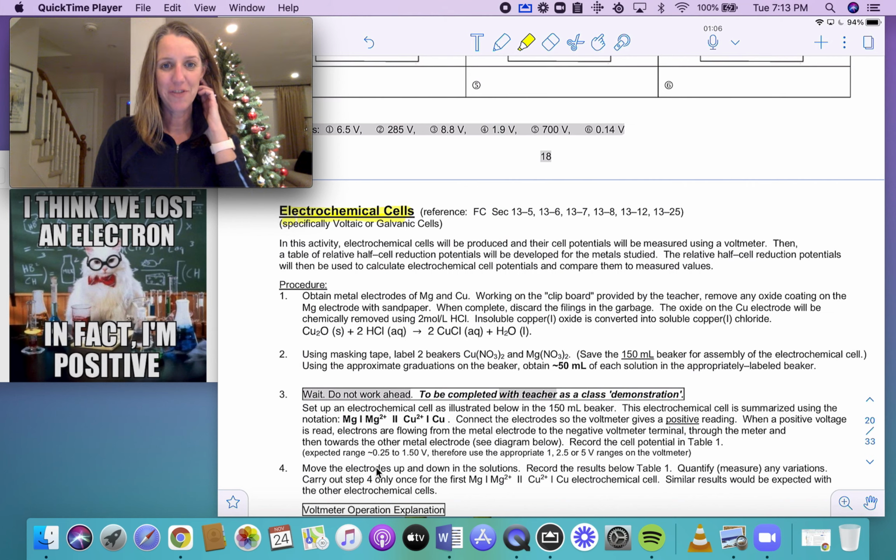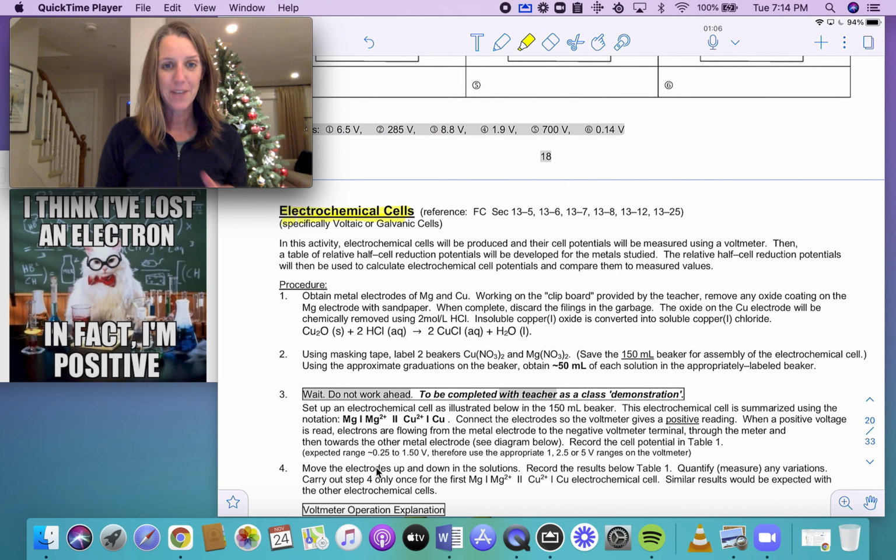Grade 12s. For this little activity, instead of actually being able to do our electrochemical cell lab, I'm just going to talk our way through it a little bit and then just give you some questions to work on that you could actually do using some of the data that we've already been given.